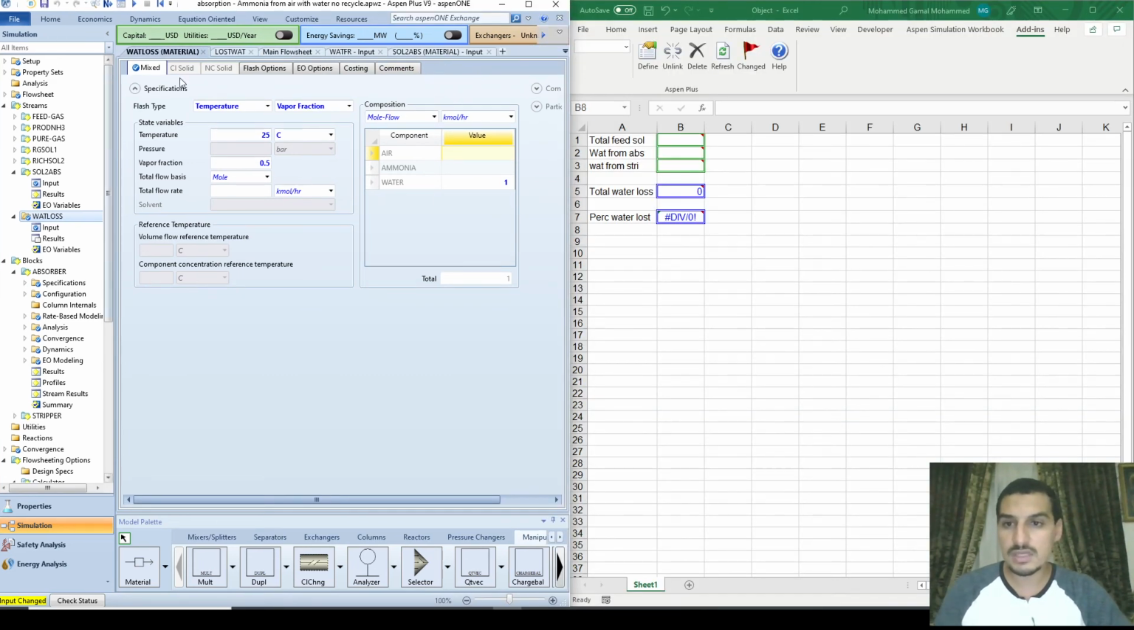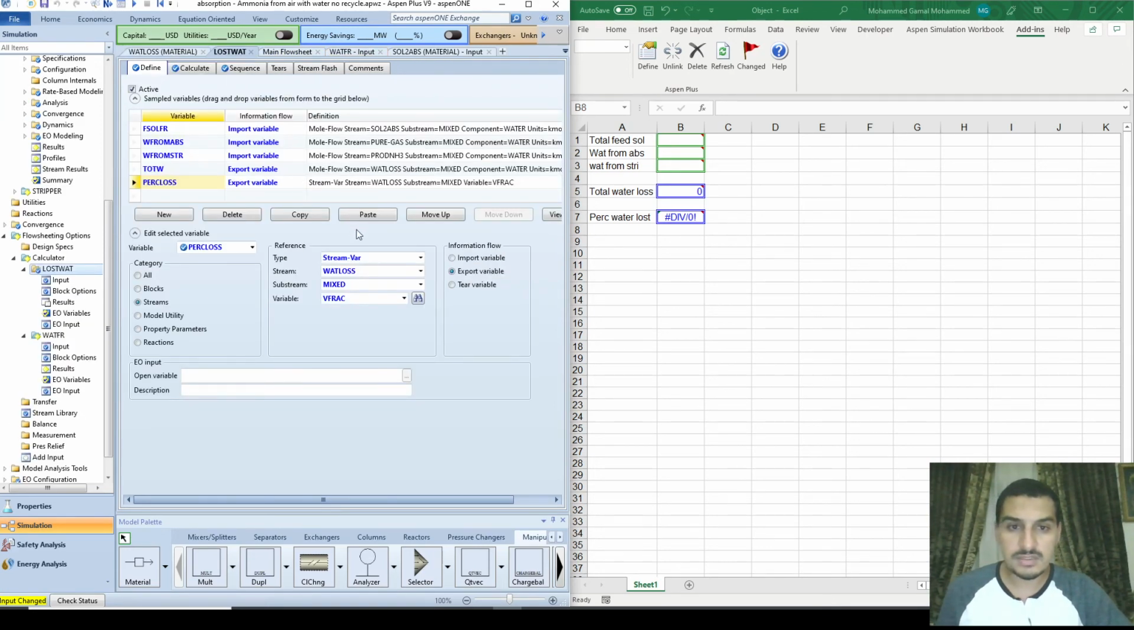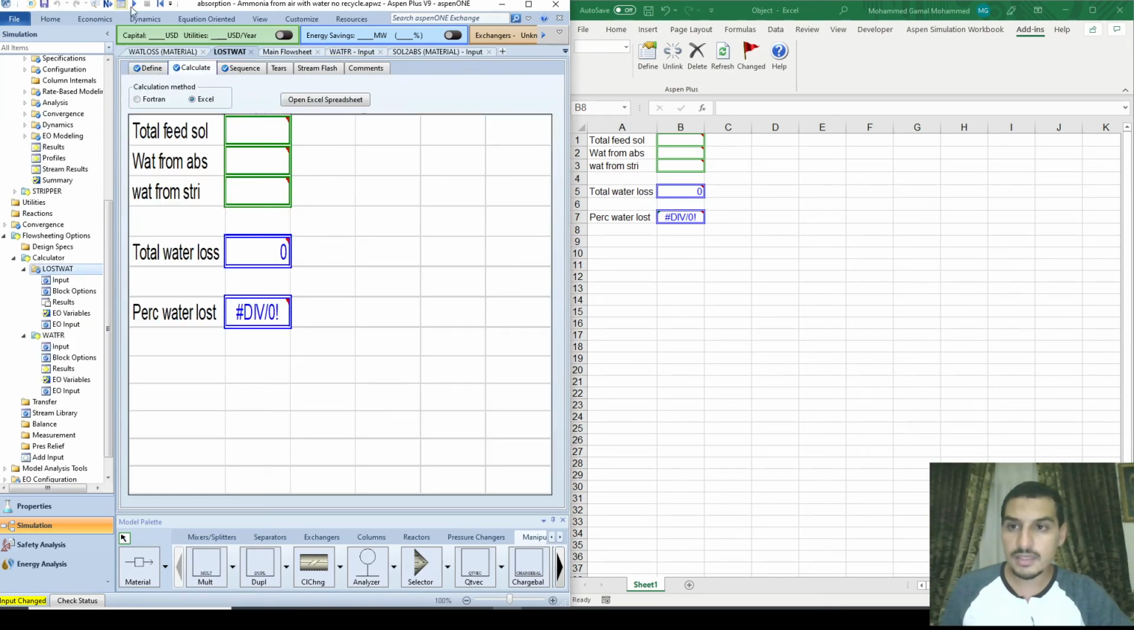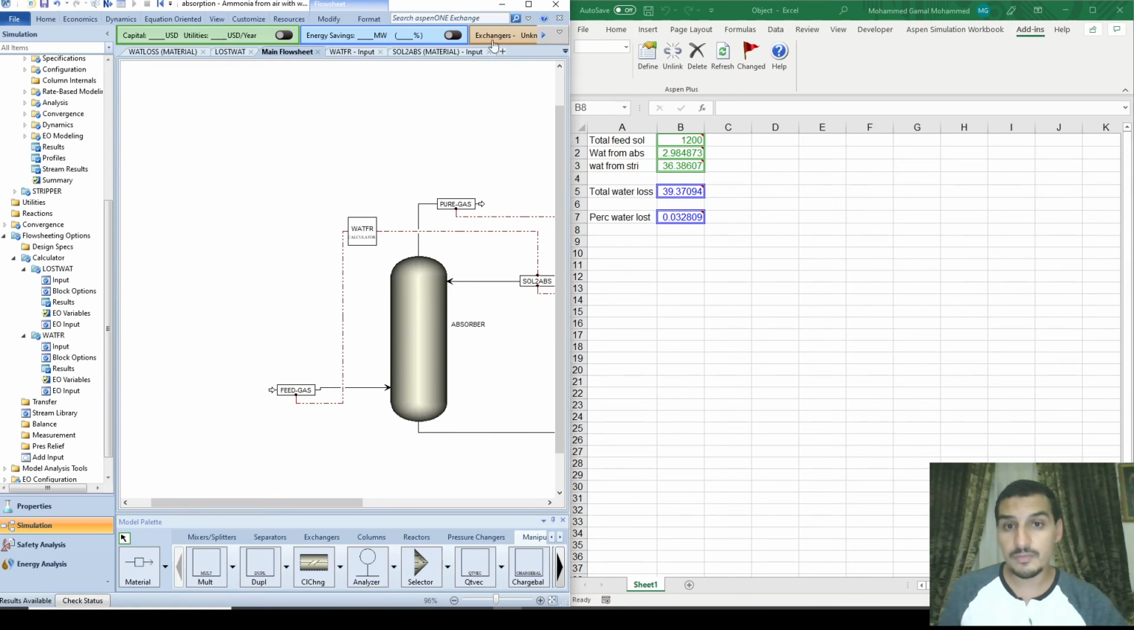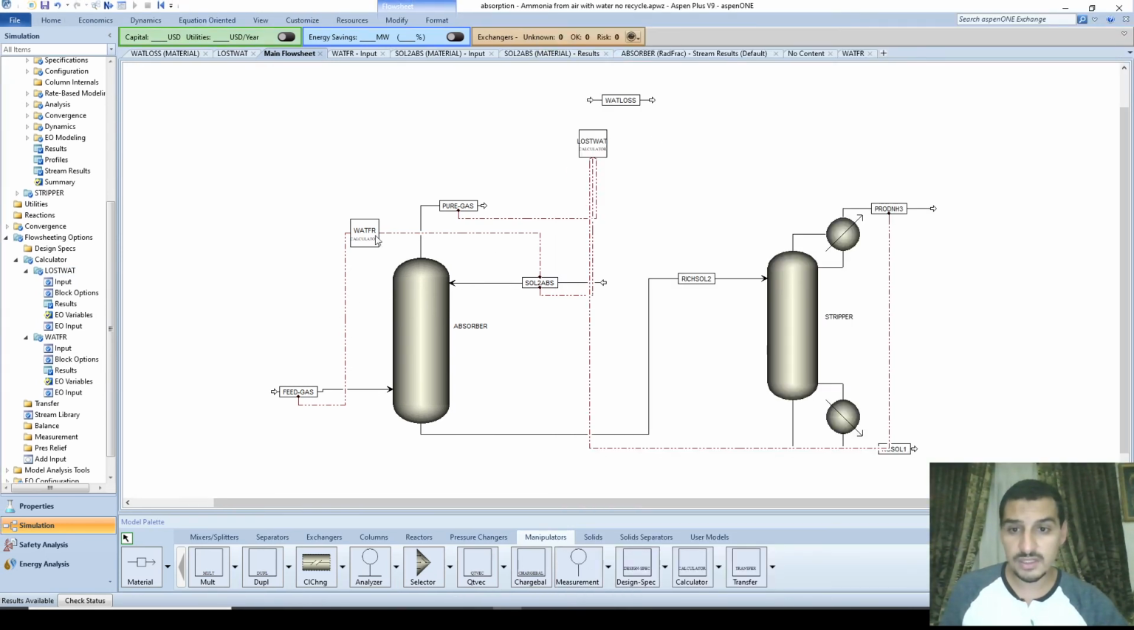I'm going to put this side by side with the calculator here, and I'm going to run the simulation and see what outputs we're going to get out of the software. So now it got the feed flow rate that was calculated from the first calculator, and this is the nice thing. I have now two calculators in my flow sheet. One is calculating the solvent to the absorber from the feed gas, and the other is calculating the lost water and the percent of water lost based on the feed flow rate, which is a nice thing.